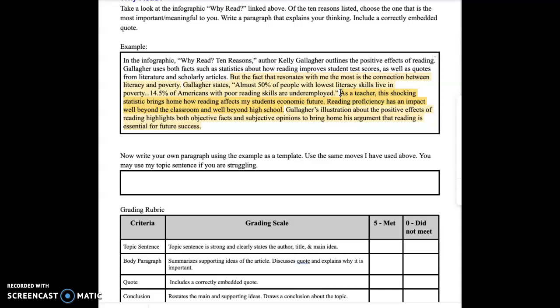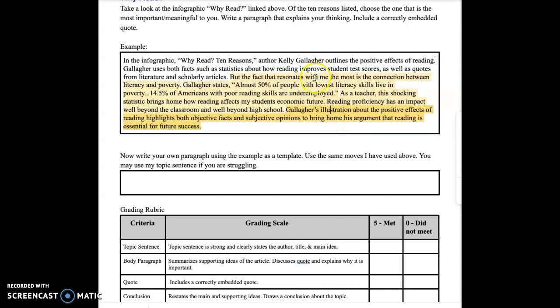As a teacher, this is shocking because it brings home how reading affects my students' economic future. Reading proficiency has an impact well beyond the classroom and well beyond high school. So the prompt asked me what was the most significant reason why reading is important. And here I'm giving my analysis of why that's important. Gallagher's illustrations about the positive effects of reading highlight both objective facts and subjective opinions to bring home his argument that reading is essential for future success. And so that's my conclusion.